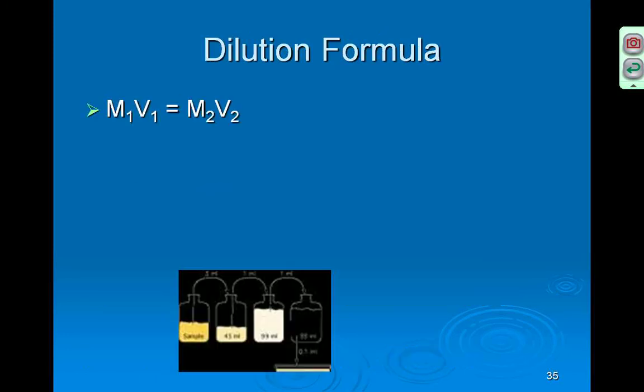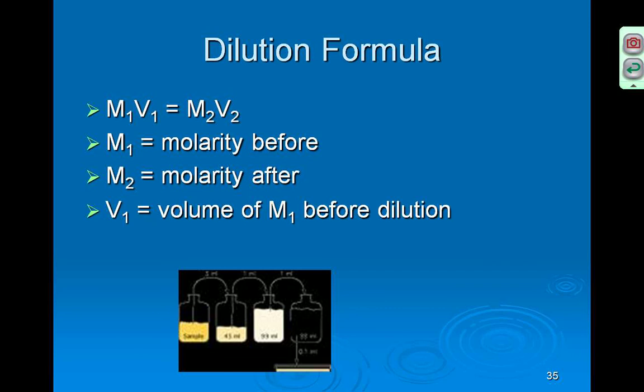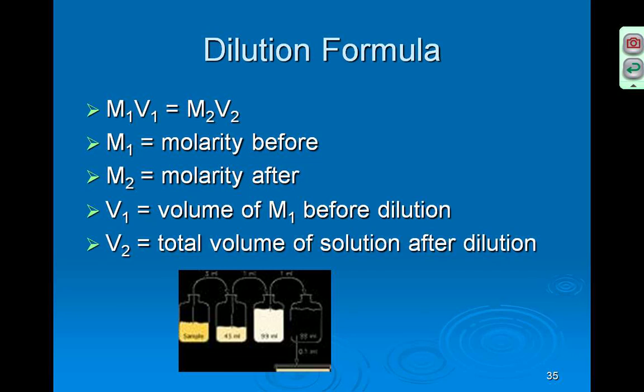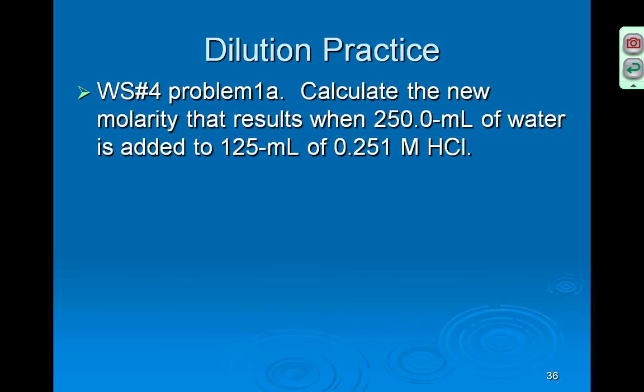It's always a before and after problem. So M1V1 equals M2V2. Molarity 1 is before, molarity 2 is after, volume 1 is the volume before, and volume 2 is the total volume of solution after. Let's do problem number 1A from worksheet 4. Calculate the new molarity that results when 250 milliliters of water is added to 125 milliliters of 0.251 molar HCl.